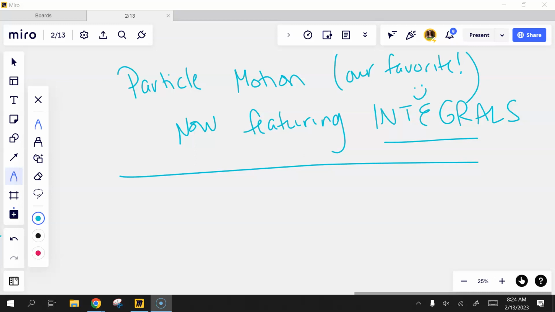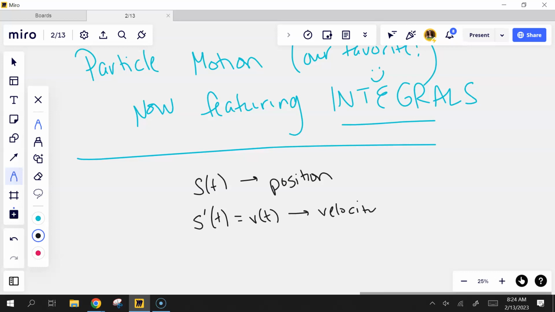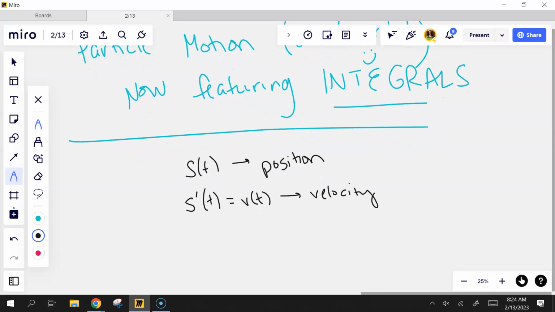All right, so just as review, let's move through the levels of particle motion. We have, what is that one? S of t is generally what? Position. And then if I take the derivative of position, I get velocity. And then if I take the derivative of velocity, or the second derivative of position, acceleration.